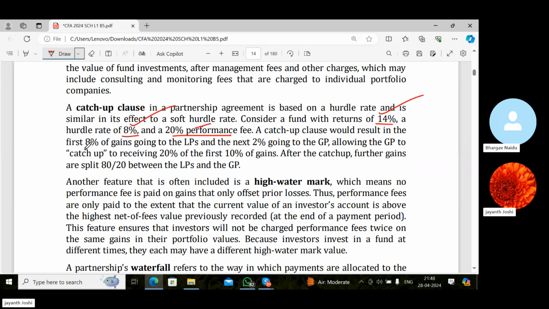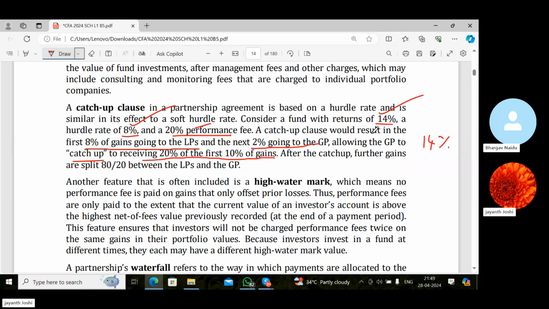The catch-up clause would result in the first 8% of gains going to the limited partners and the next 2% going to the general partner, allowing the general partner to catch up to receiving 20% of the first 10% of gains. So what does this mean? See, there's a fund which has given returns of 14%, right? The hurdle rate is 8% and 20% is the performance fee.